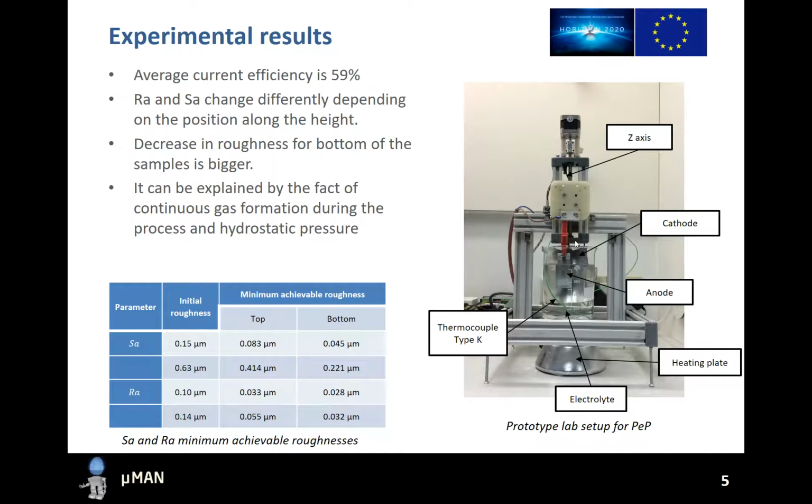To investigate the PEP process, a lab setup was developed at the Chemnitz University of Technology. It was found out that the average current efficiency of the PEP process is about 59%, and the roughness changes differently depending on the position along the sample height. Because of continuous gas formation during the process and hydrostatic pressure, the decrease in roughness for the bottom of the sample is bigger, because the thickness of the plasma gas layer is smaller there.